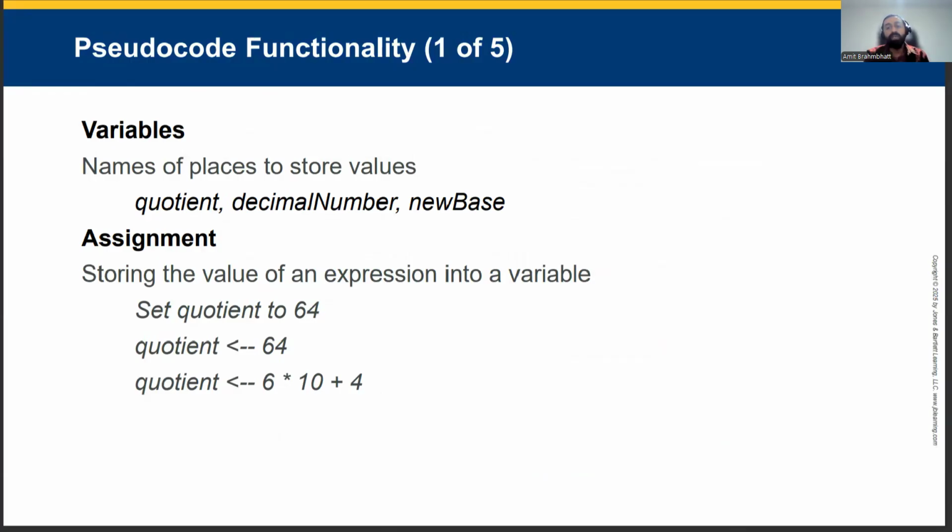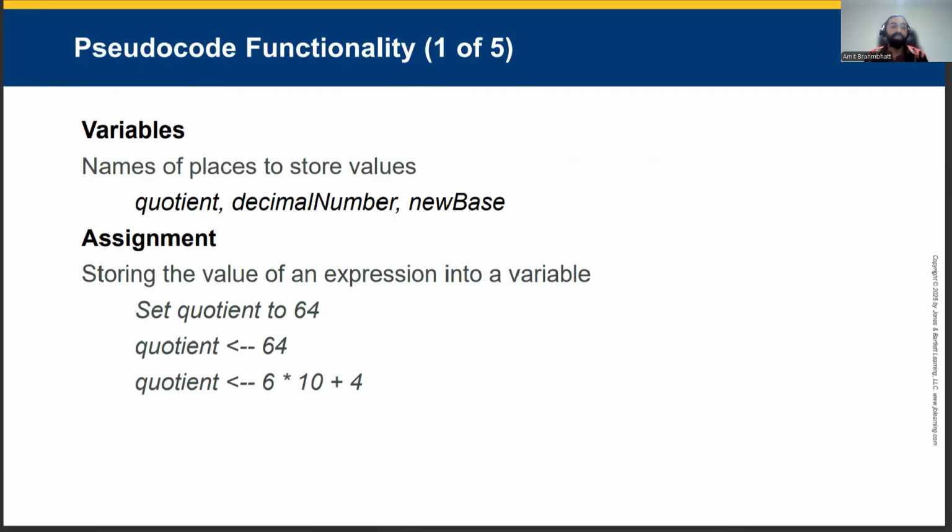Pseudocode functionality, variables, and assignment. In this slide, we see variables and assignments in pseudocode. Variables are simply names representing locations where values can be stored, such as quotient, decimal number, or new base. Assignment places a value into one of these variable locations.